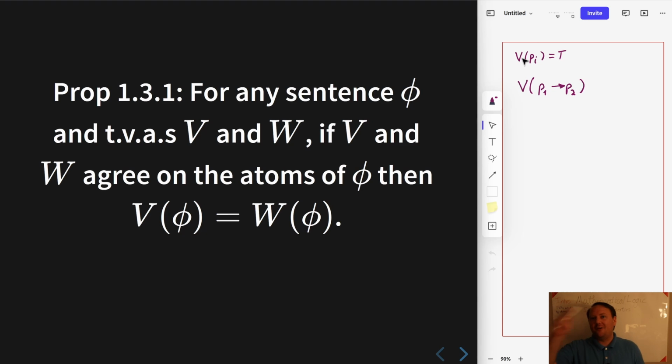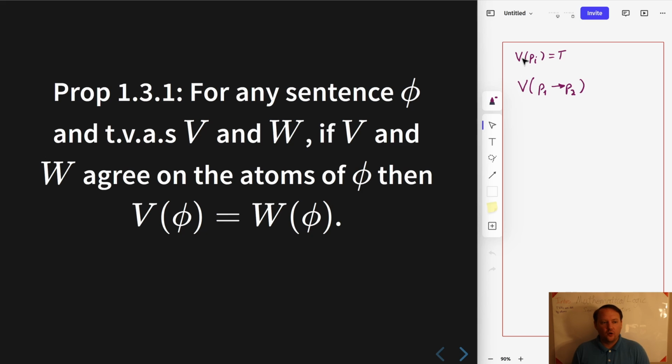We don't need all of the atoms, right? We only need the atoms P1 and P2. That is effectively what this theorem is telling us: when you have a particular sentence and a truth value assignment, you only need to know the assignments that it makes to the atoms that occur in phi, in the sentence that we're dealing with.